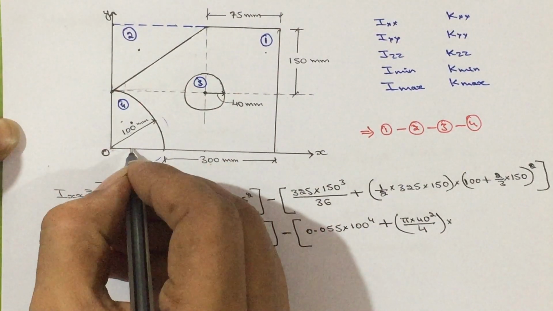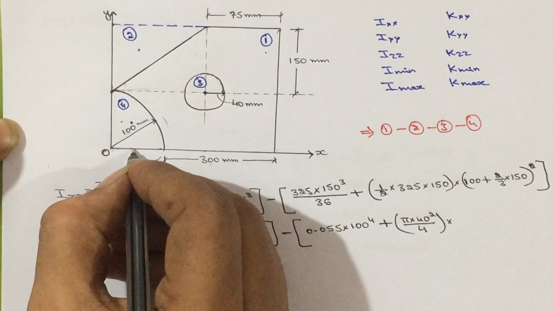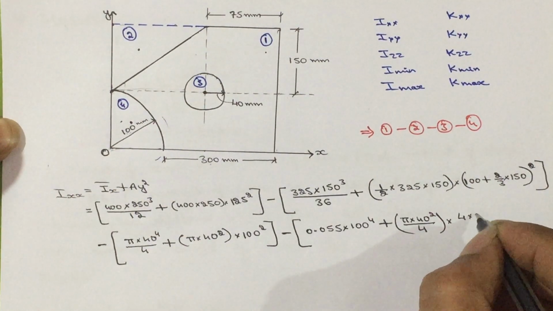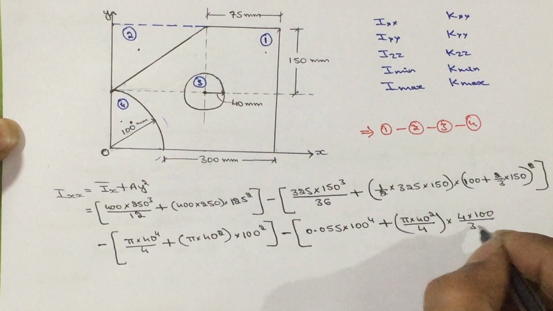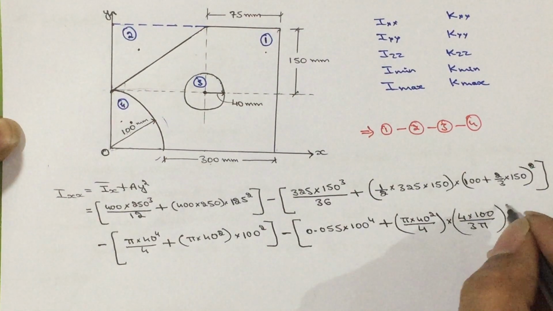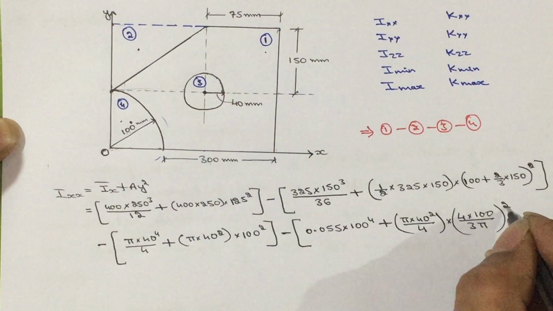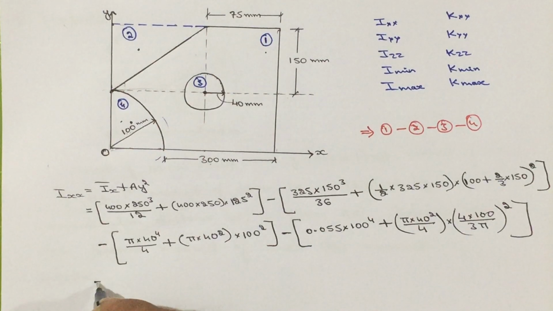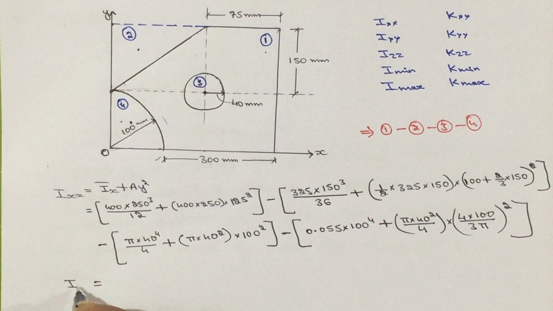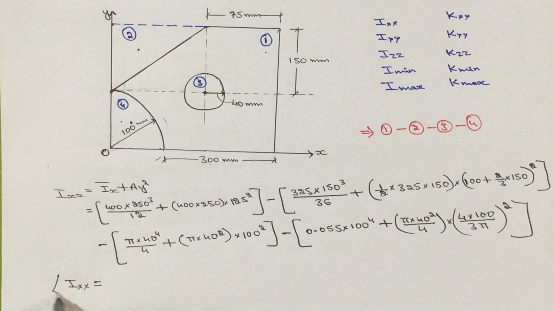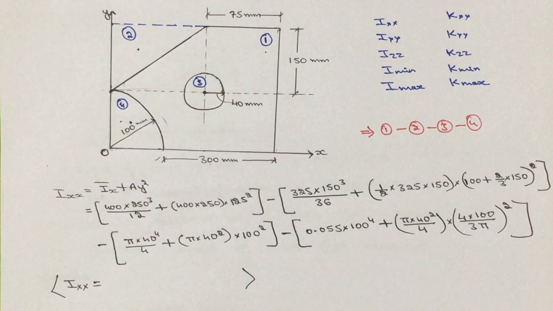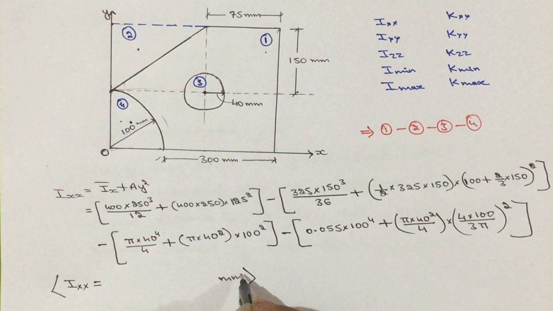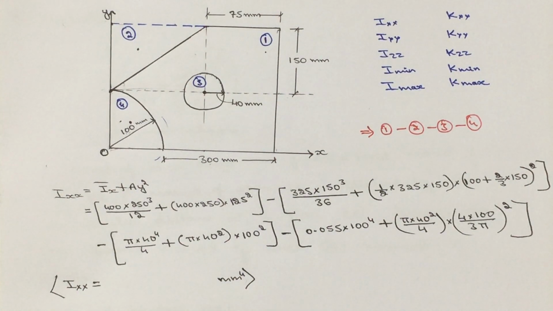The centroid will be somewhere here. From the centroid to the x reference axis, this is the base. From the base to the centroid, how much is it? 4r by 3 pi. 4 into r, 100, divided by 3 pi, whole square. Don't forget this one. Then calculate, and you are going to get Ixx. If you calculate, you are going to get something in terms of mm to the power of 4. Let us do the calculation afterwards.